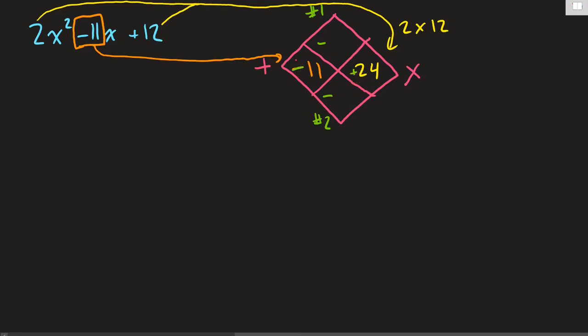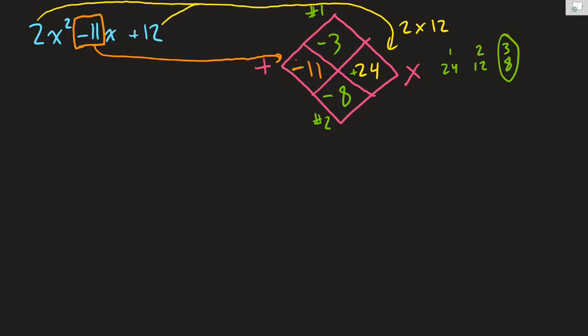So now I need to think of numbers that multiply to 24 and add to 11, because they're both negative. One way you could do it is to write out your factor pairs: 1 and 24, 2 and 12, 3 and 8. And sure enough, there you go. 3 and 8 sum to 11. So negative 3 and negative 8 sum to negative 11. Now that we're done with our diamond puzzle, we've found our two numbers.